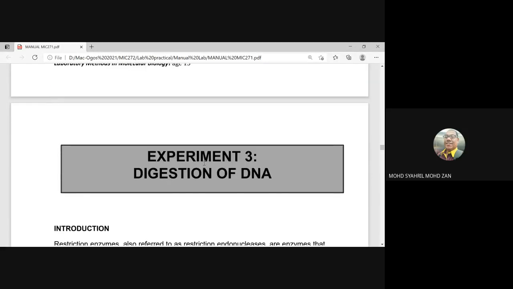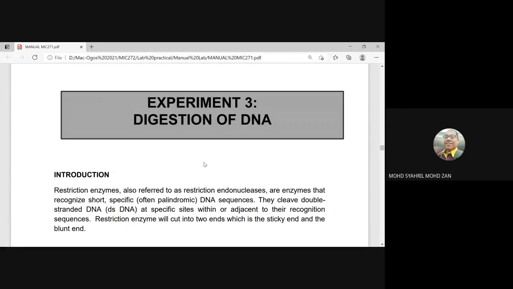Okay, continue. Okay. So experiment number 3, continue. Digestion of the DNA. Okay. So how you digest is the process of kita punya DNA. Right. So digestion continue. Okay.